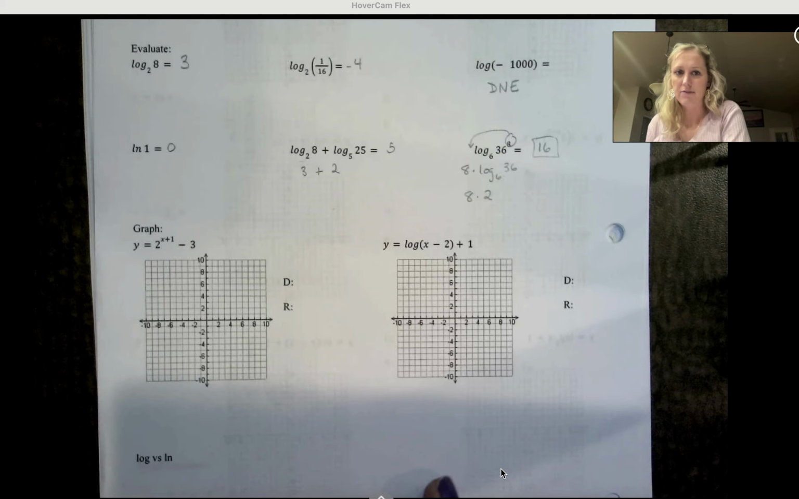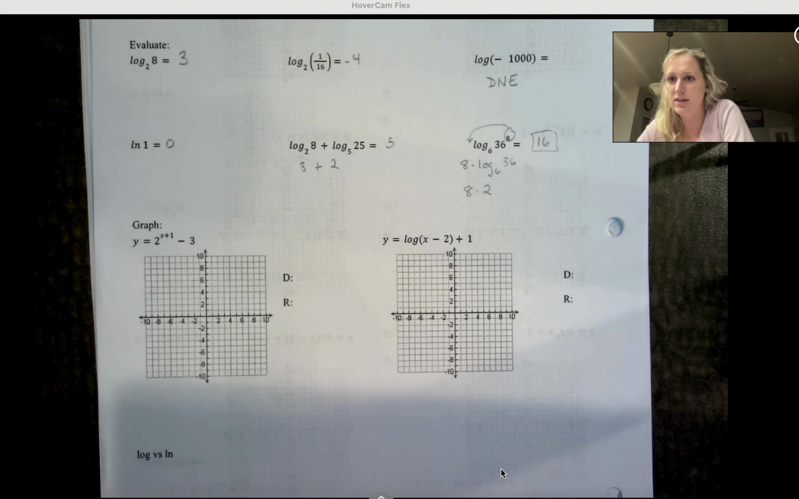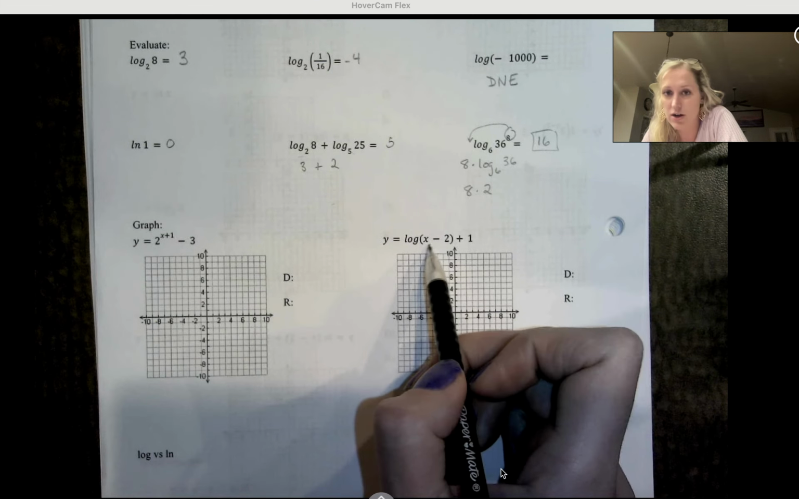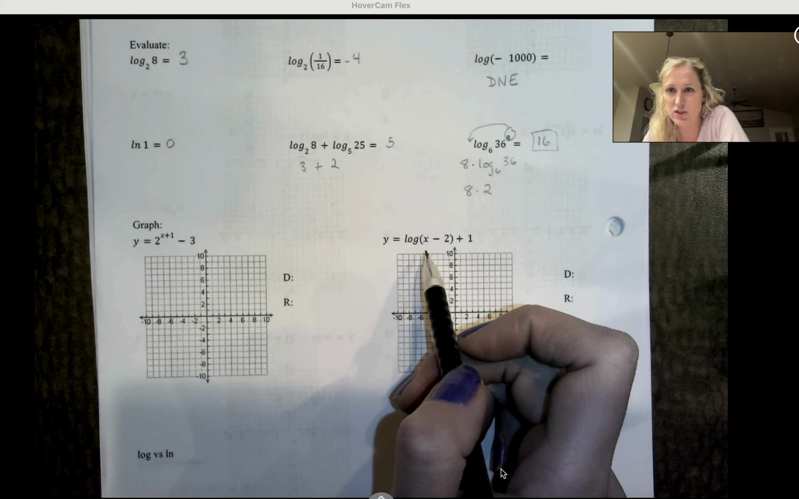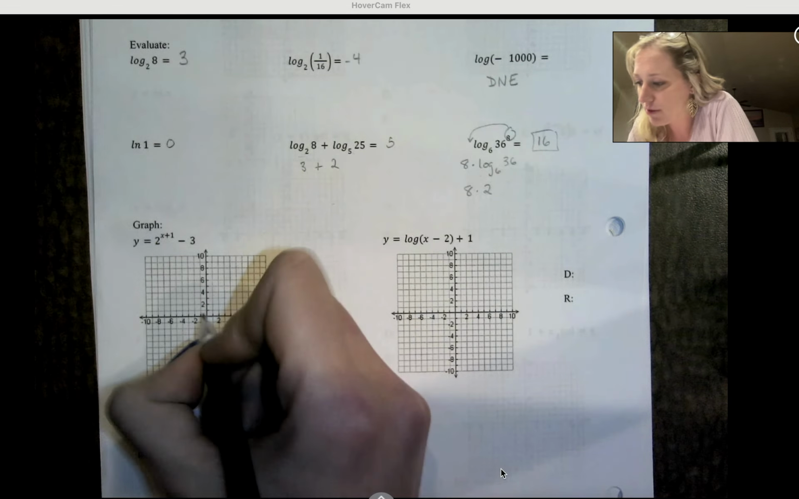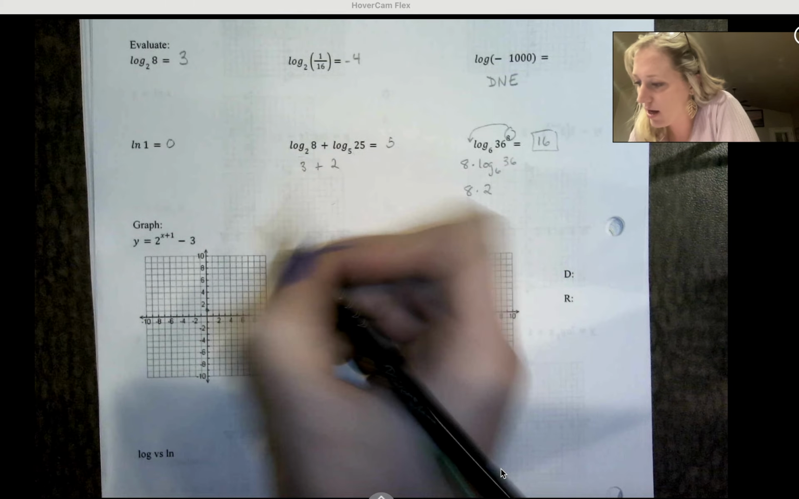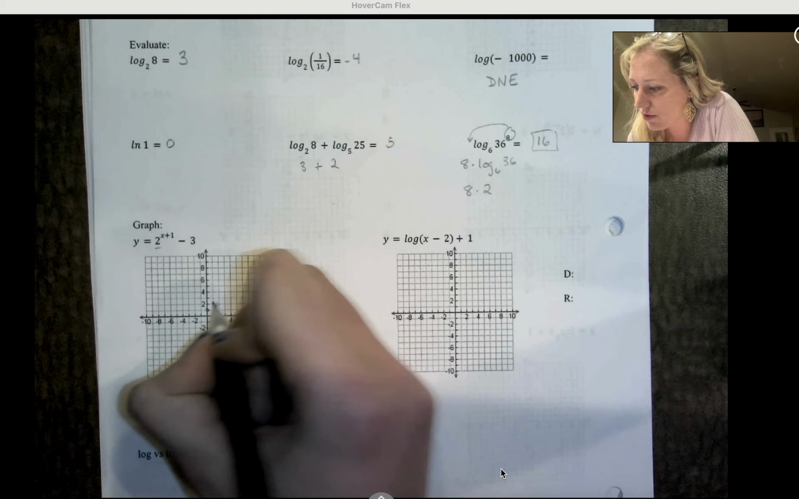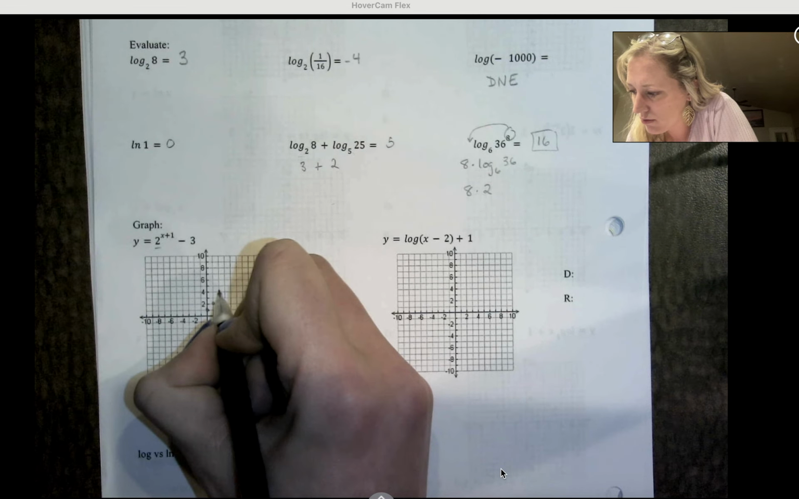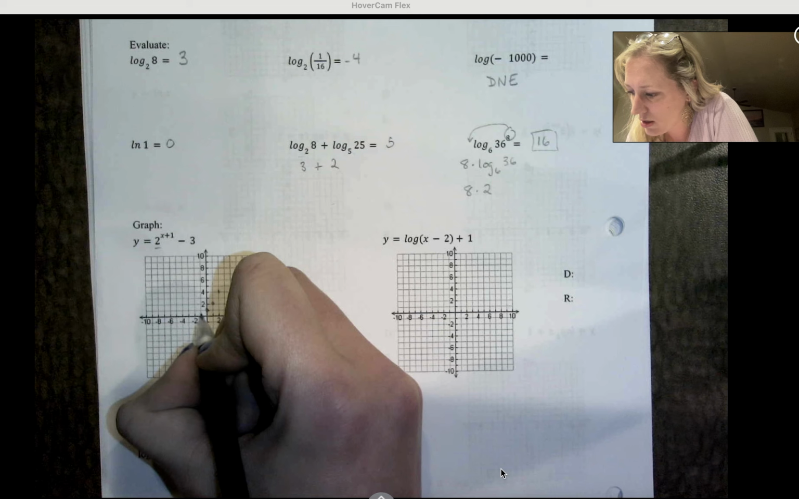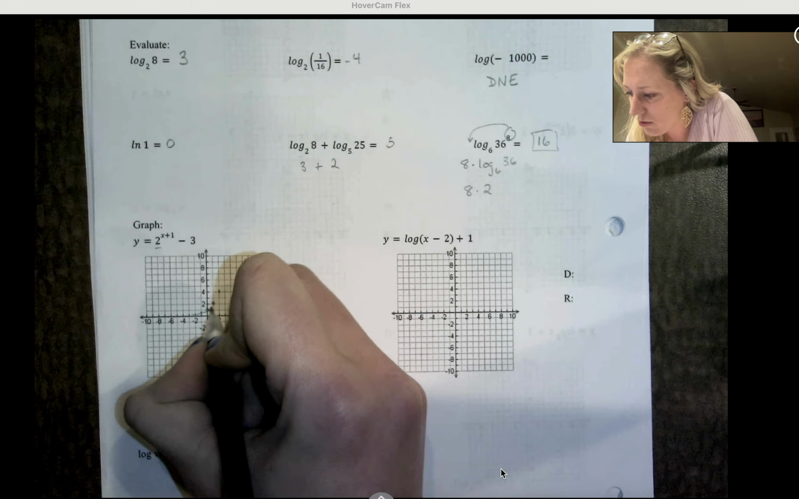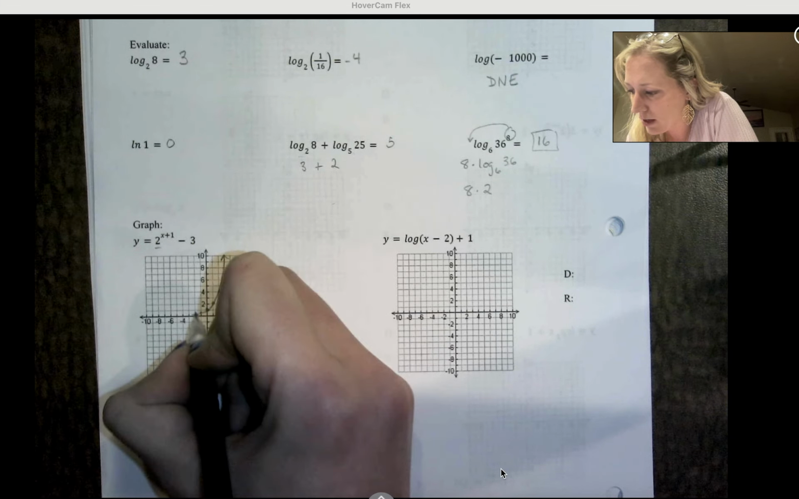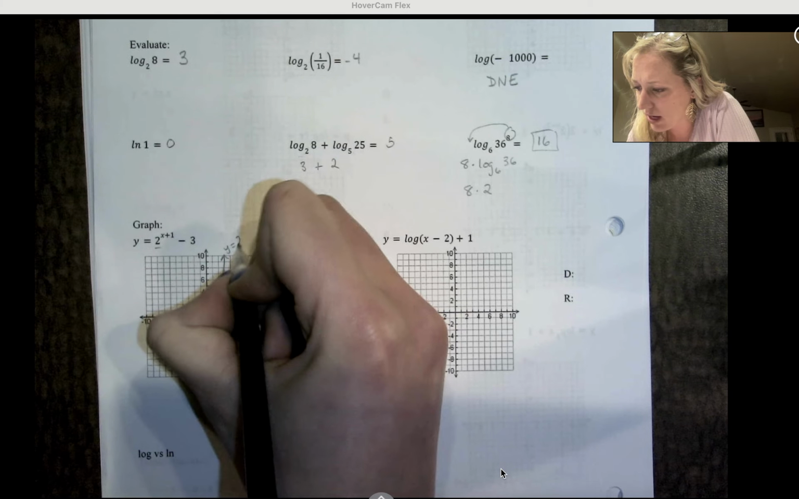Okay, graphs. For this test as well, we want to know what the parent functions of an exponential and a log function look like, and then we're just going to use transformations to graph those. I'm going to graph the parent function really quick. We'll do 2 to the x, so that means my next point is at 1, 2, then 2, 4. Okay, so this is the parent function. This is y equals 2 to the x.